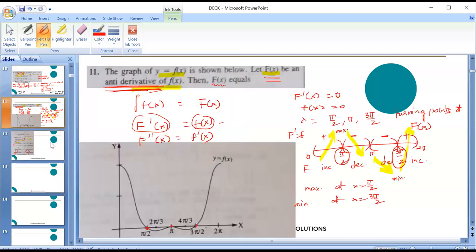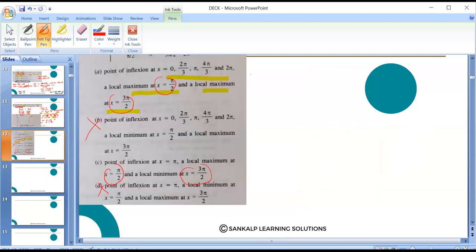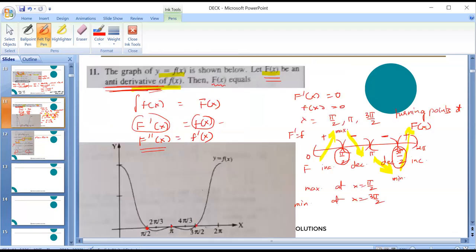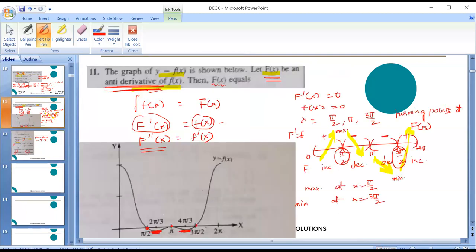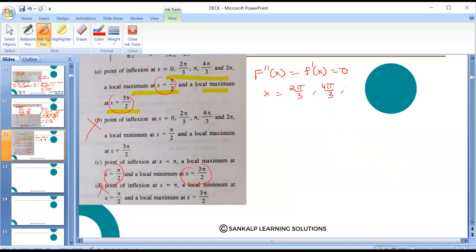Next, we have to tell about point of inflection. So for point of inflection, f double dash, that is f dash, should be 0. f dash means slope. Slope means horizontal tangent here and at 2 pi by 3, 4 pi by 3. X equal to 2 pi by 3, 4 pi by 3. These can be points of inflection. Any other places? Here also pi. So at pi also.